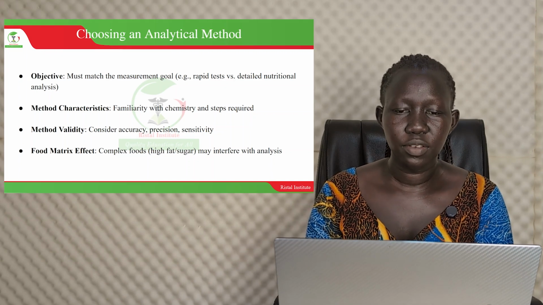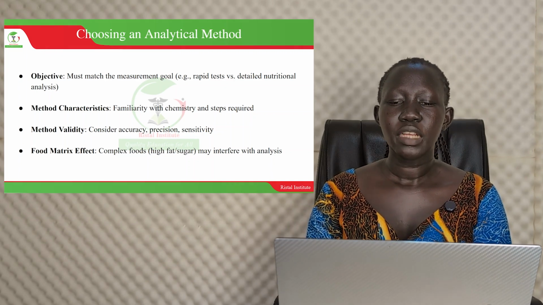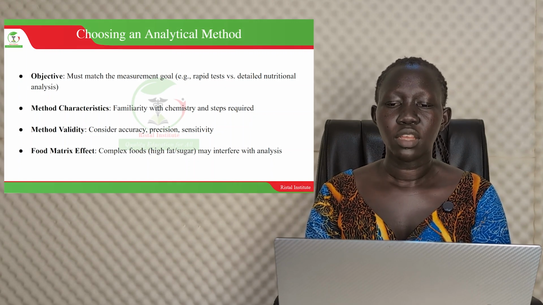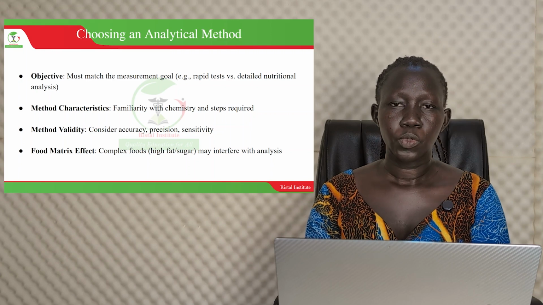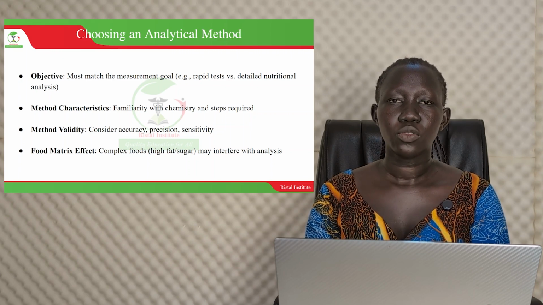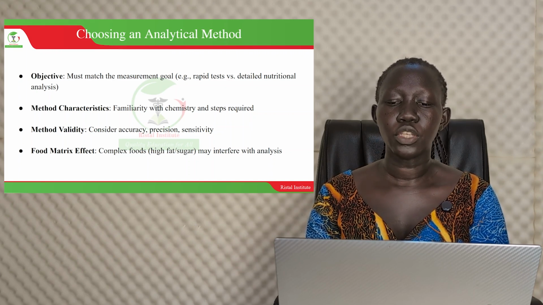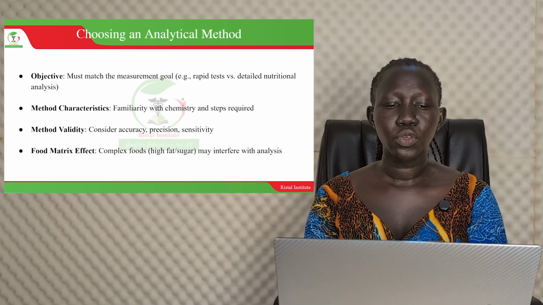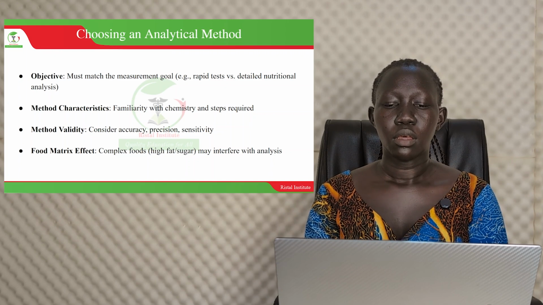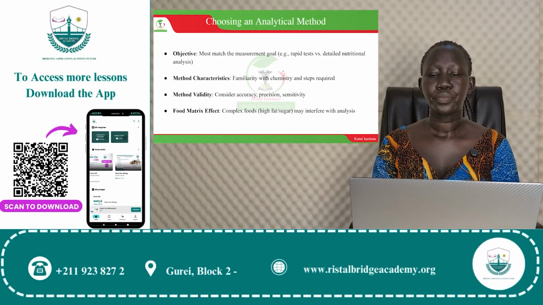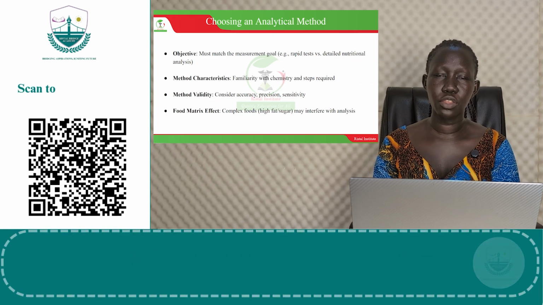Then the method characteristics. Familiarity with chemistry and the steps required. This helps you to know the steps that you are going to take to carry out this particular analysis. And then method validity. This one considers the accuracy, the precision, and the sensitivity of the method used. Then we have what we call food matrix effect. Complex foods. They are foods that have high fat and sugar. These foods may interfere with your analysis.